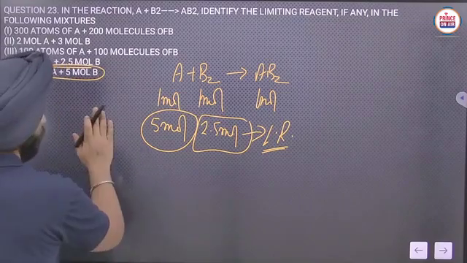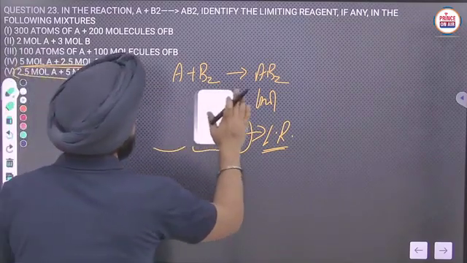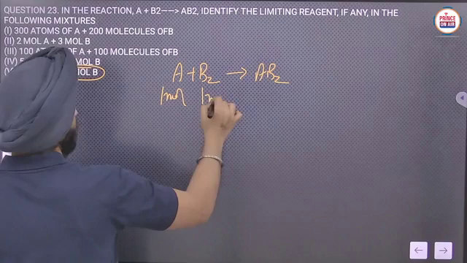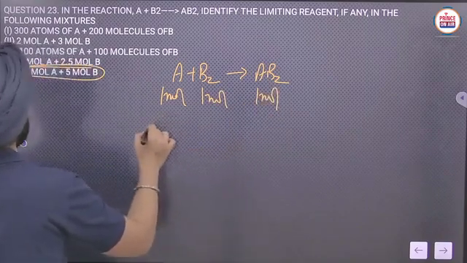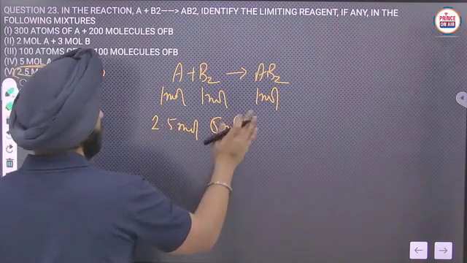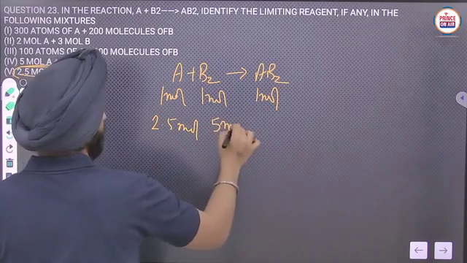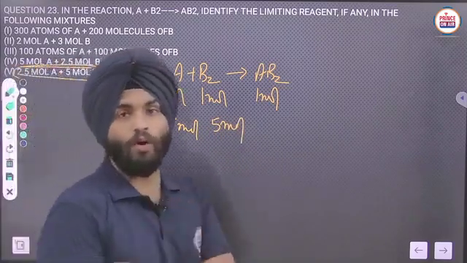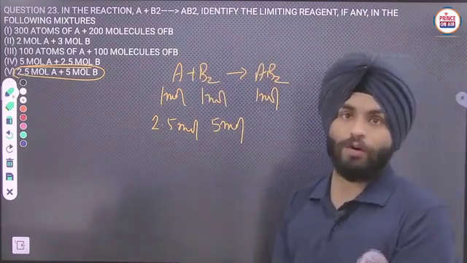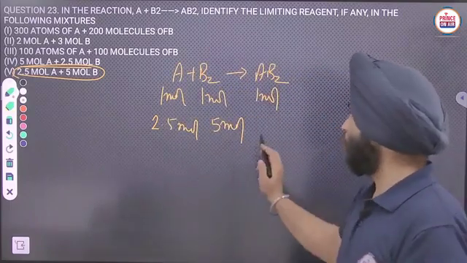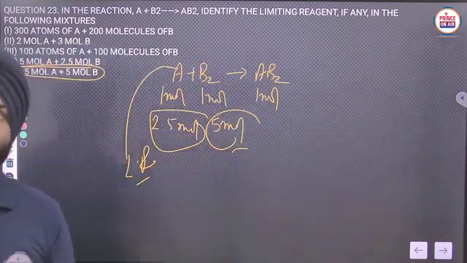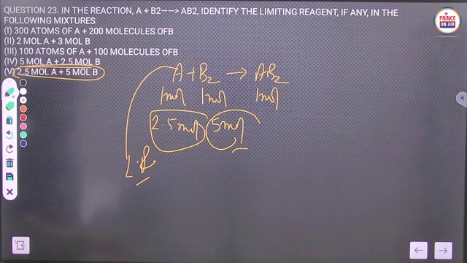Next one, can I solve this here also once again? Next one is given to you one more. You can compare it with it. 2.5 mole of A, 5 mole of B2. Now, for 1 mole of A, the requirement of B2 is 1. For 2.5 moles of A, the requirement of B2 will be 2.5 mole, but they are giving you 5 moles. So here A will be the limiting reagent. Okay, so that is the answer of this question.